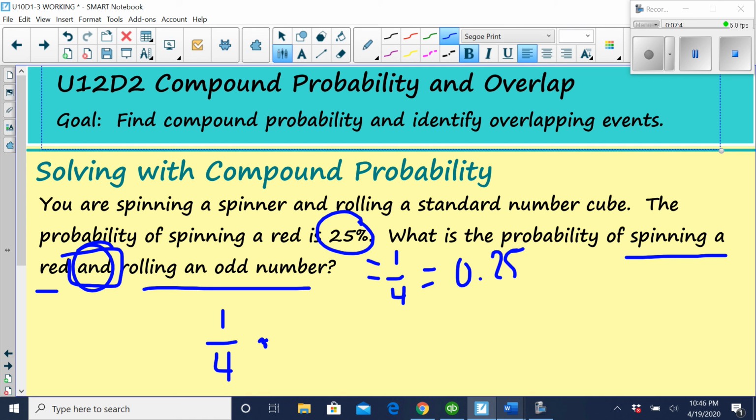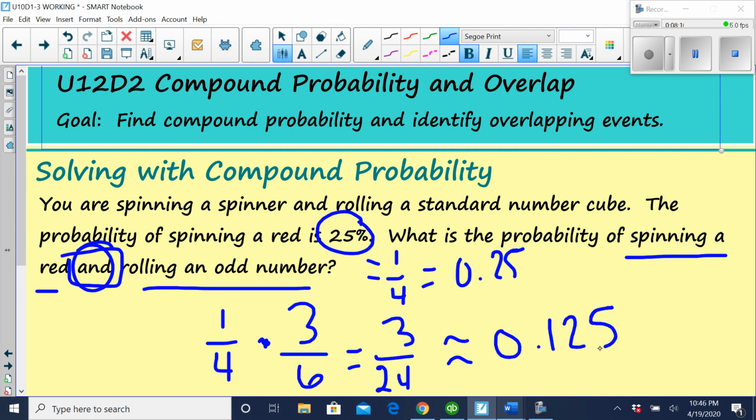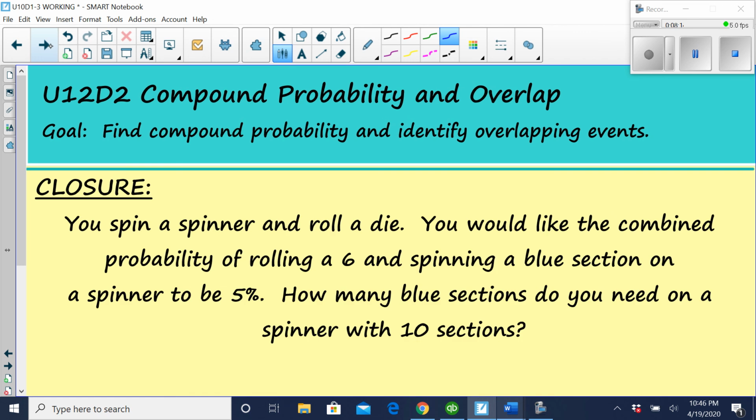Rolling an odd number on my standard number cube. Well, that's going to be 3 out of 6 because there's 3 odd numbers. When I multiply fractions, I go straight across. 1 times 3 is 3. 4 times 6 gives me 24. And if I take 3 and divide by 24, my probability is approximately 0.125. Okay. All right, last problem.